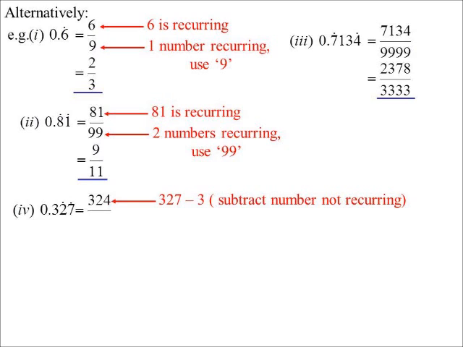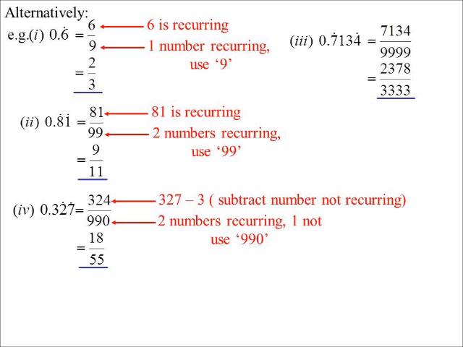How do I handle the bottom? 2 numbers are repeating, so I write down 2 9s. One number is not, so I write down 1 0. And it makes sense to write that 0 at the end of the number, because if I was to put it at the front of the number, it does nothing to the number. So we always put it at the end. So 324 on 990. 18 on 55.